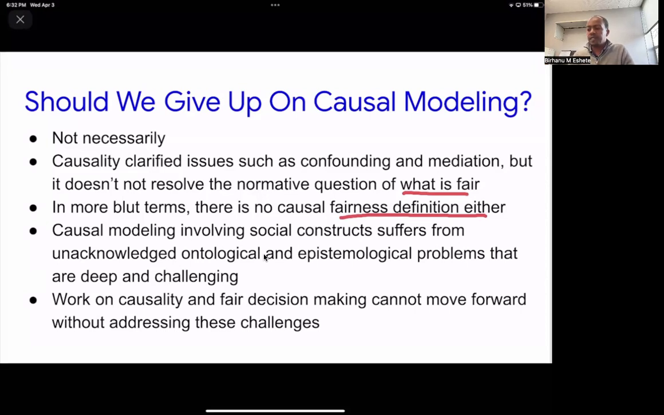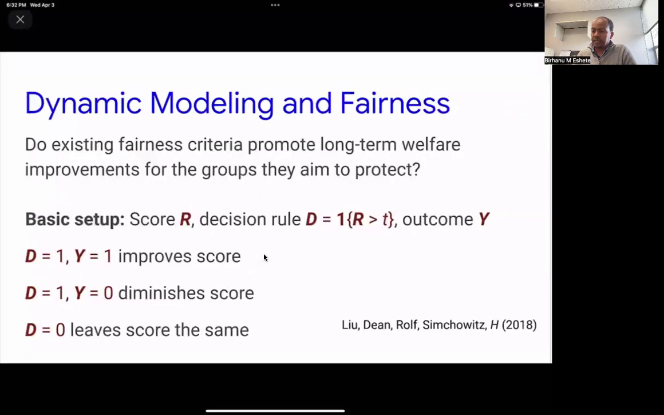But causal modeling involving social constructs suffers from these unacknowledged ontological and epistemological problems that are deep and challenging, right? So we need to address these two problems before causal modeling is seriously taken into the fairness analysis. Okay, so we need to address these issues basically.